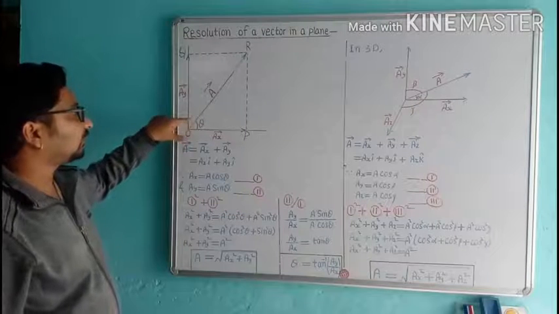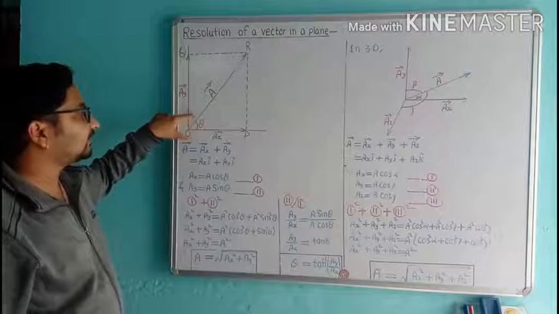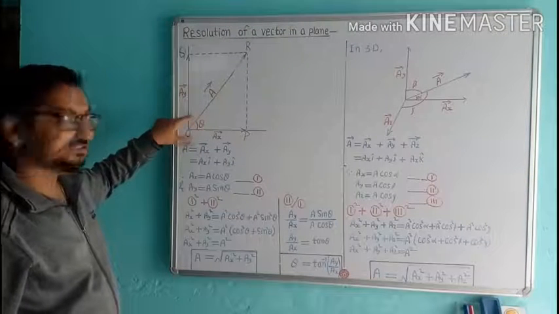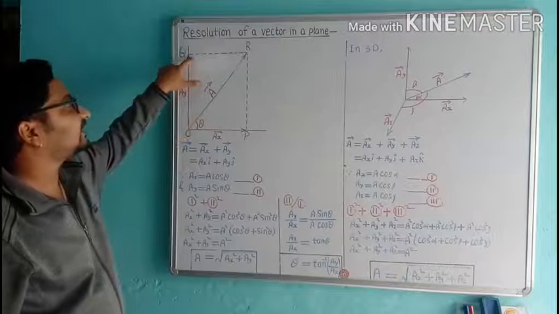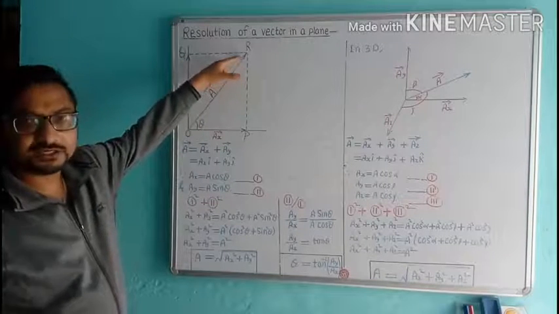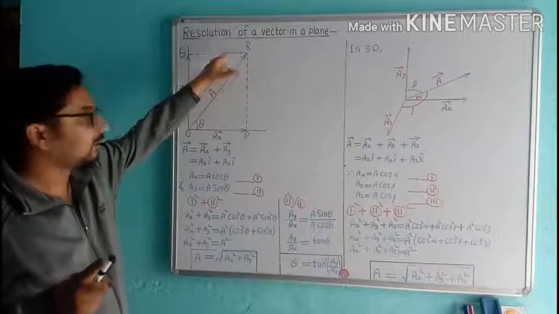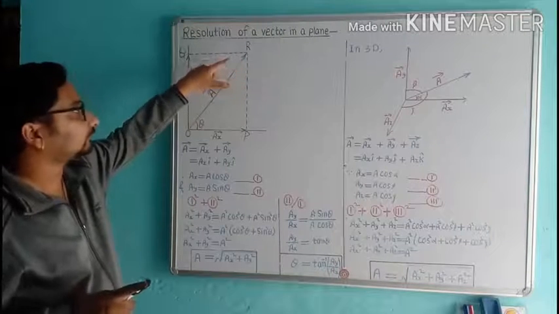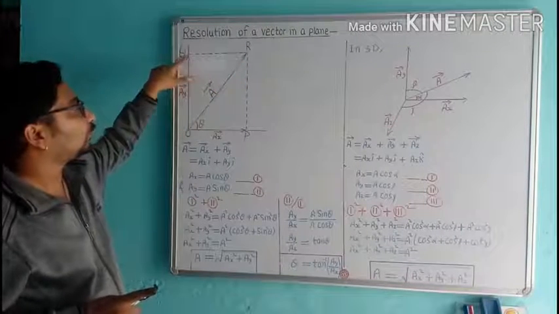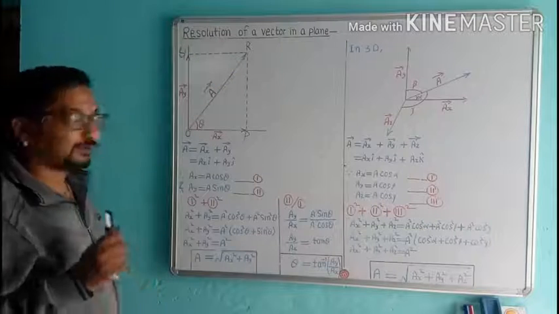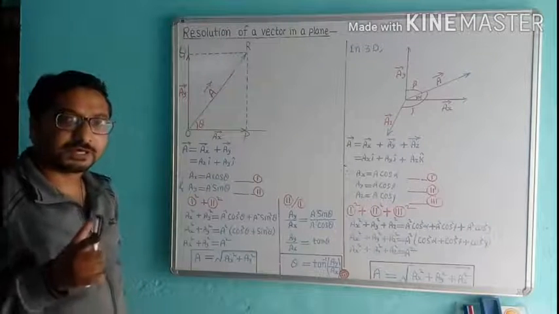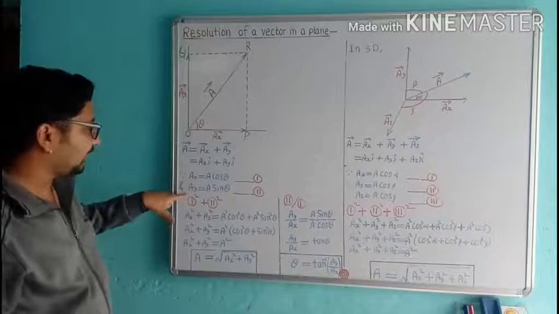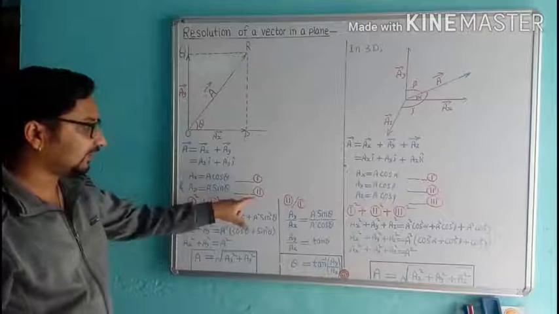Now, if this angle is theta, that means this angle is 90 minus theta. This angle is 90 minus theta, this angle is 90. So this angle will be theta. Now, in triangle OQR, we know that sin theta is equal to perpendicular upon hypotenuse. So from this triangle we get Ay is equal to A sin theta, equation number 2.